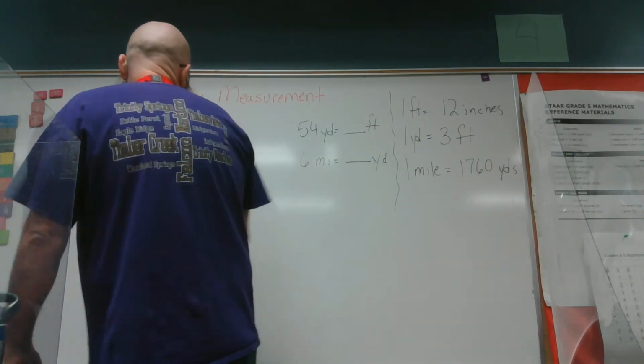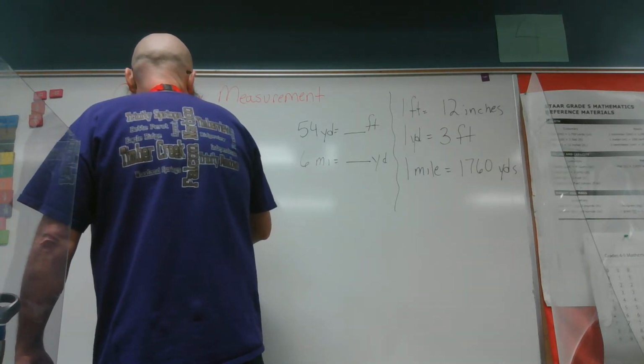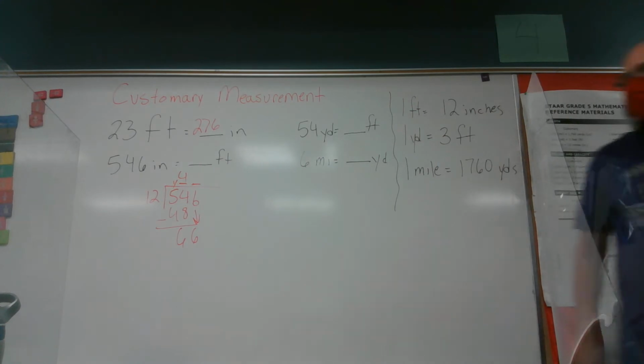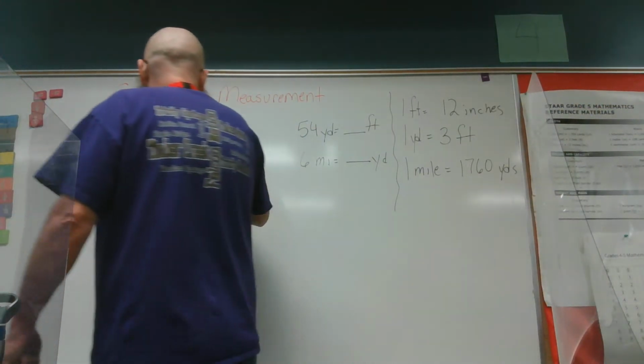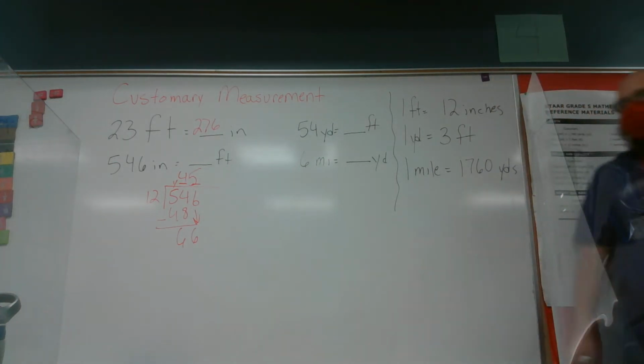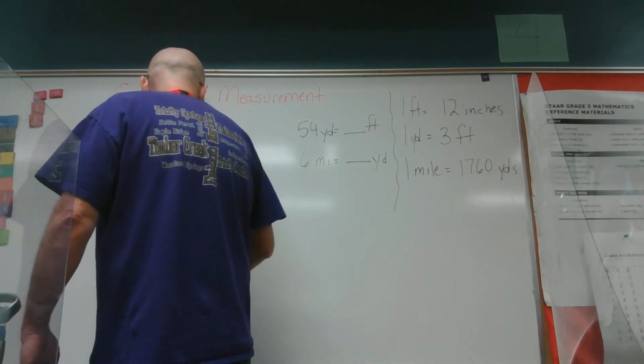Then I'm going to subtract. I get 6. Bring down the 6. 66. How many times does 12 go into 66? 5 times. 5 times 12 is? 60. Plus 6.